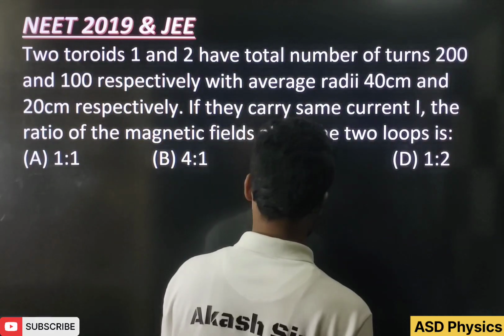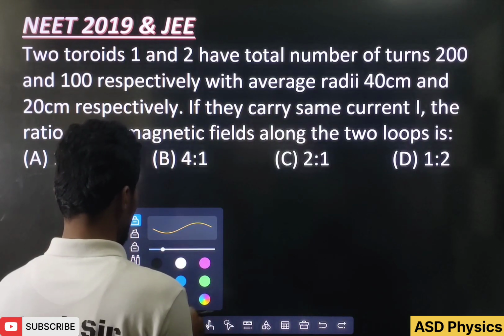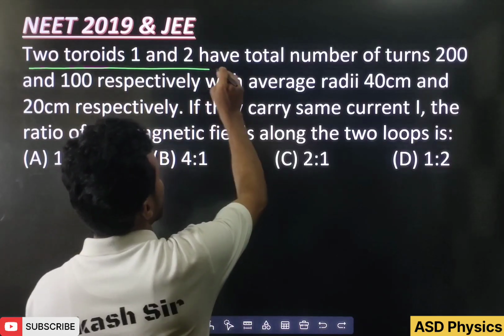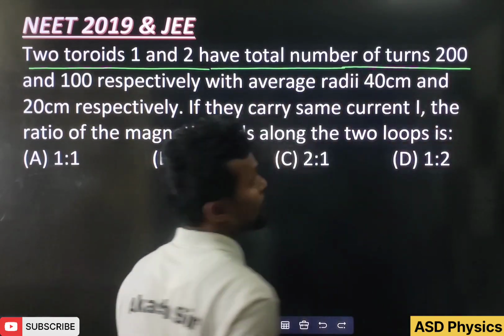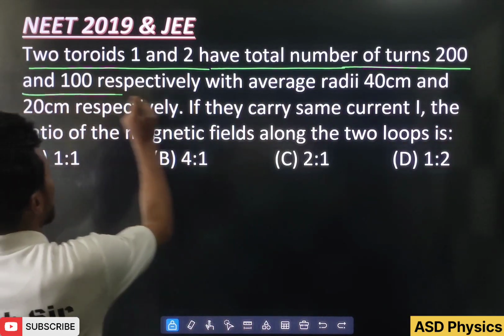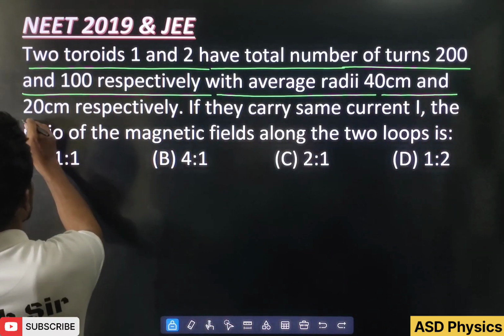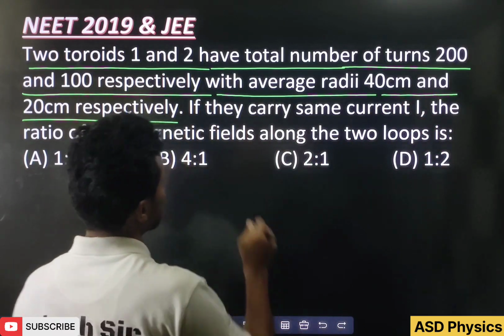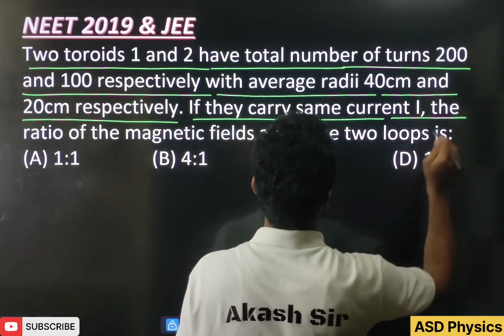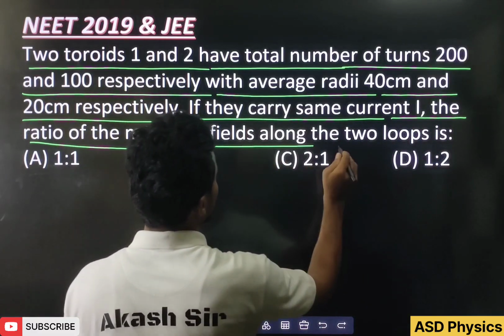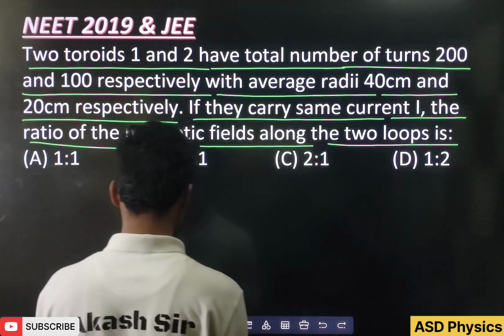Next one, students, this one. The question is: two toroids 1 and 2 have total number of turns 200 and 100 respectively, with average radii 40 centimeter and 20 centimeter respectively. If they carry the same current I, the ratio of magnetic fields along the two loops is how much? They have given capital I, but I have taken small i.